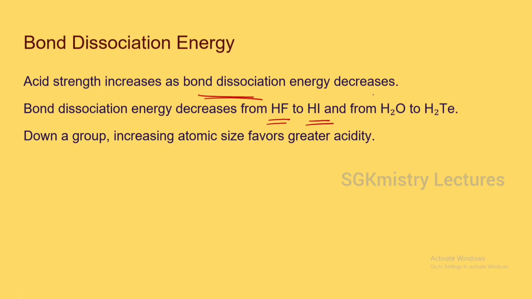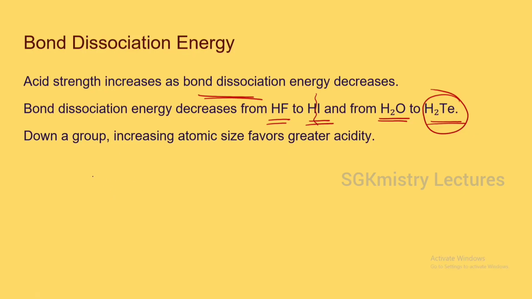Or when you're comparing water as well as H2Te, again we know that for H2Te the bond dissociation energy is less, but for water it is more. So based on this, we can easily say that since the bond dissociation energy is less, it is easy to break the bond, and obviously the H+ can be formed very easily, because of which it is highly acidic. So based on bond dissociation energy also, we can easily explain the acidity of these various halo acids.